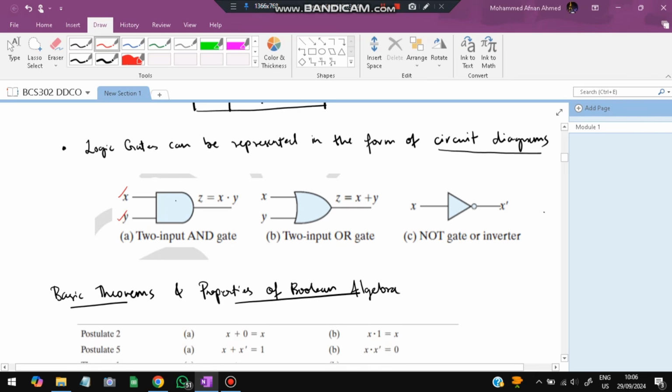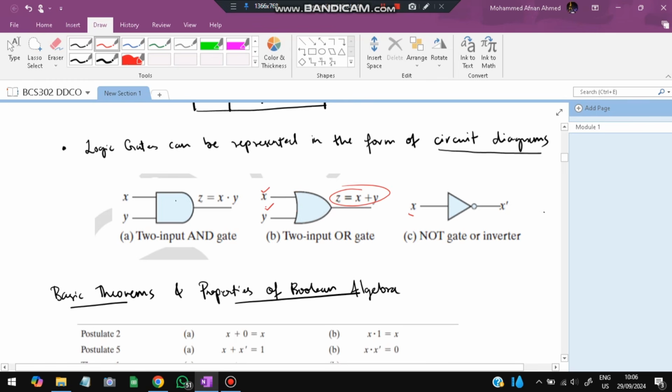This is the input, this is an input, and here we have an AND gate. AND gate is represented in the form of a D. Okay, and the final value will be z is equal to x and y. Okay, and OR gate will be represented in the form of a wedge form here, like this, a curve form here. So x and y will be present here, x or y will be equal to the output.